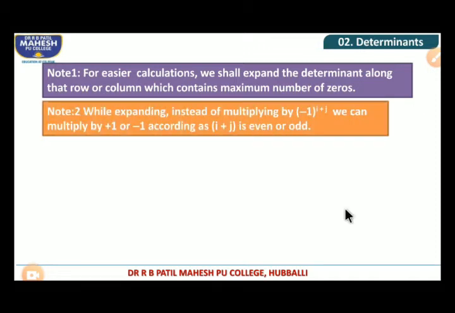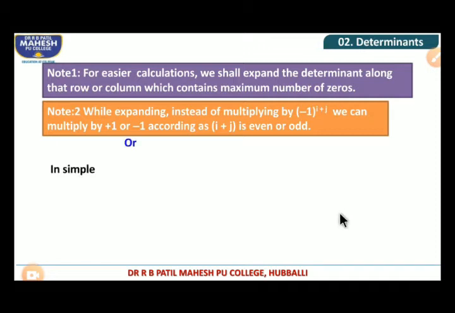Note 2, while expanding, instead of multiplying by minus 1 to the power i plus j, as we have seen in the previous expansion, we can multiply by plus 1 or minus 1 according as i plus j is even or odd, which means whenever the power i plus j is even, it is multiplied by plus 1. Whenever the power i plus j is odd, then we multiply by minus 1.